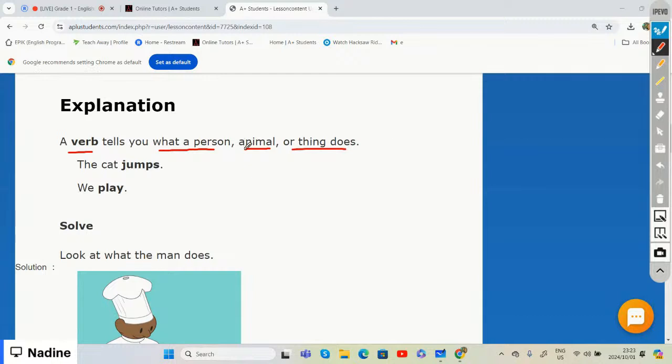And if we look at these two sentences, it says, the cat jumps. What is the action verb within that sentence? We need to identify the action verb, and it says the cat jumps. So jumps, or jump specifically, is the action verb.